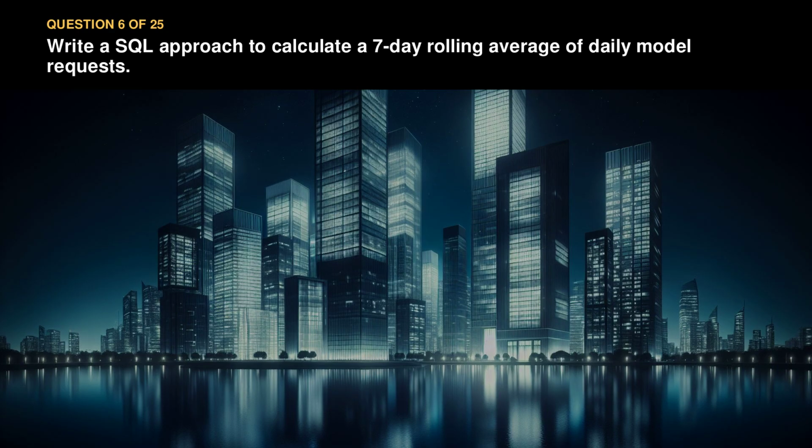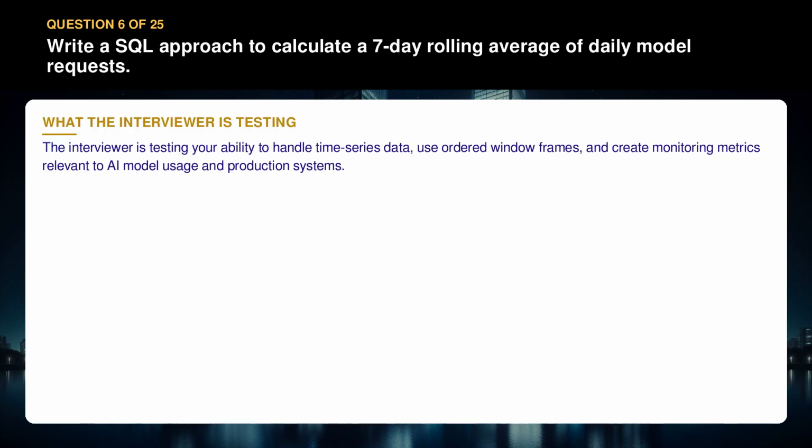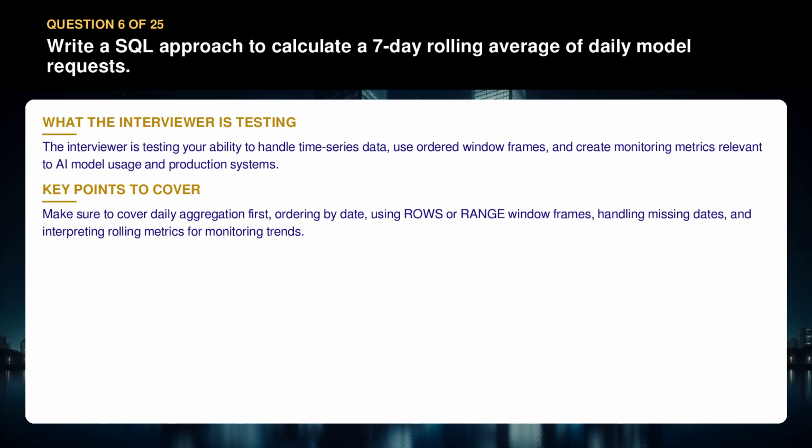Question 6. Write a SQL approach to calculate a 7-day rolling average of daily model requests. The interviewer is testing your ability to handle time series data, use ordered window frames, and create monitoring metrics relevant to AI model usage and production systems. Make sure to cover daily aggregation first, ordering by date, using rows or range window frames, handling missing dates, and interpreting rolling metrics for monitoring trends.